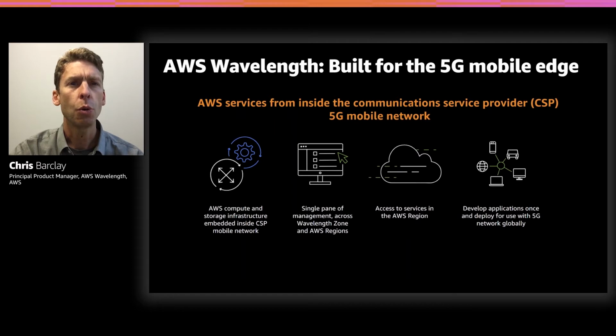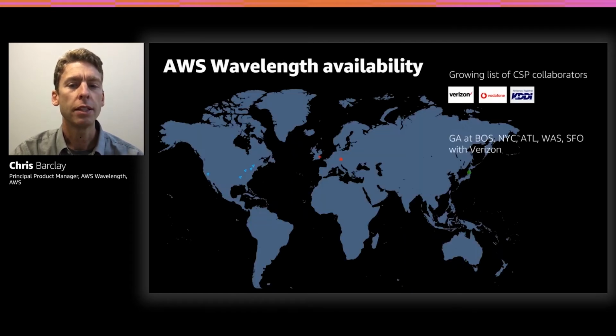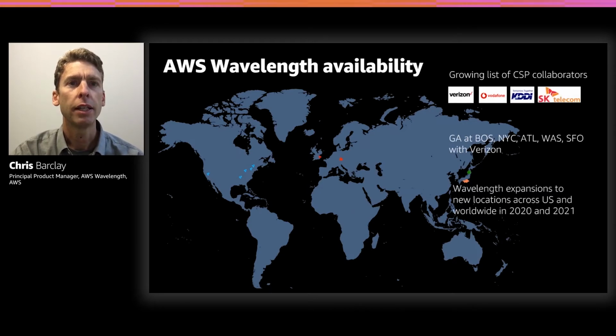Applications in Wavelength zones can use core services such as Amazon EC2, EBS, ECS, and EKS. Applications can also connect seamlessly to other services such as DynamoDB and S3 in the same AWS region. You can deploy portions of your application requiring ultra-low latency to Wavelength and then connect seamlessly to the rest of your application and services running in AWS regions. Wavelength zones deliver a consistent developer experience across multiple 5G networks around the world. Wavelength is available in several locations in North America with Verizon, with plans to launch in Europe, Japan, and South Korea.